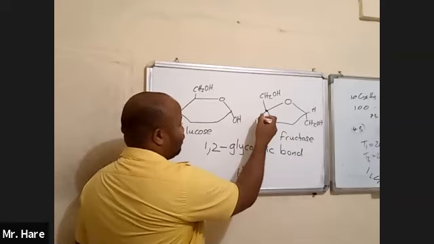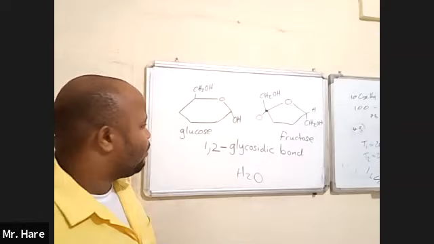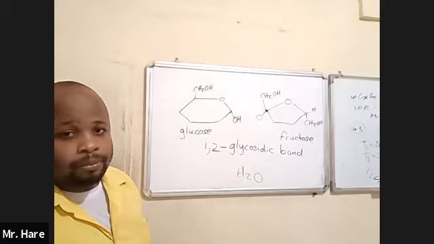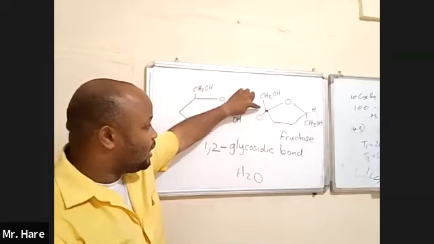Excuse me, sir. Isn't it a 1,4 glycosidic bond? No, for sucrose, it's 1,2. Sucrose is 1,2. The molecule actually flips. Okay, thanks. Right, that is why I was trying to note that this is not actually carbon 4, it's carbon 2.